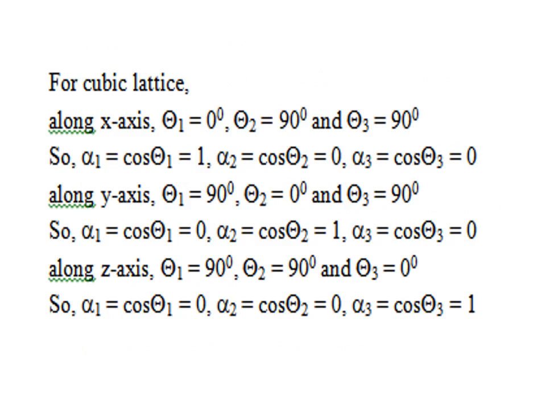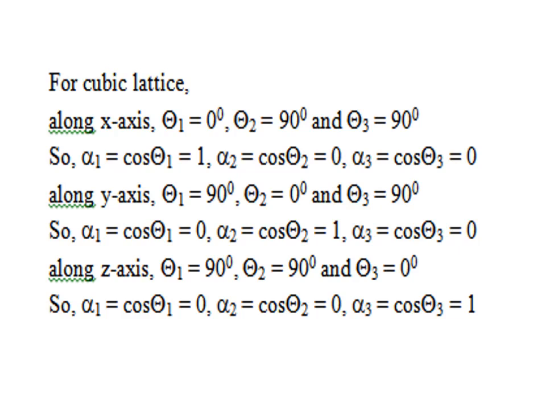Theta 1 is the angle between the particular direction and the x-axis. So for the x-axis, theta 1 is equal to 0. Theta 2 is the angle between the particular direction and the y-axis. For the x-axis, theta 2 is equal to 90 degrees. Theta 3 is the angle between a particular direction and the z-axis.